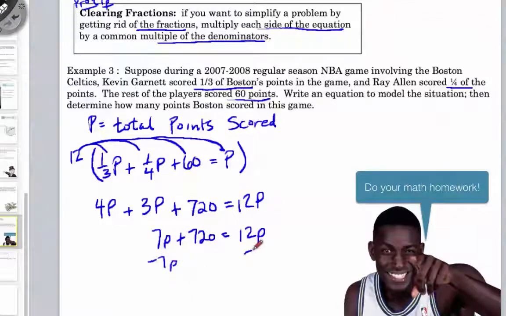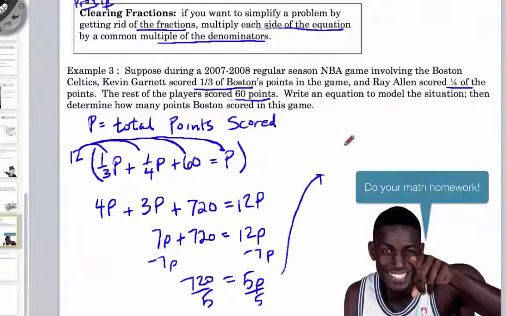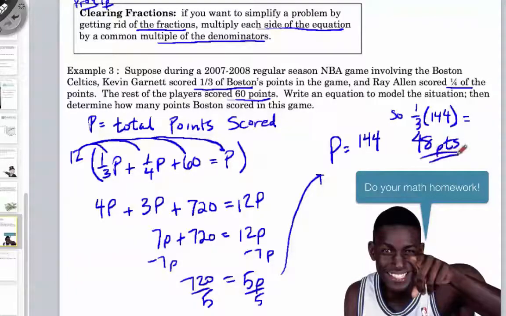So when I subtract 7p from both sides, I'll end up with 5p is equal to 720. Finally, divide off 5, and I'll get my value for p to be equal to 144. Now, that represented, remember, the total number of points. And I know a third of those points were scored by Kevin Garnett. So I'll say 1/3 of 144, and that gives me 48 points. So Kevin Garnett scored 48. How much did Ray Allen score?